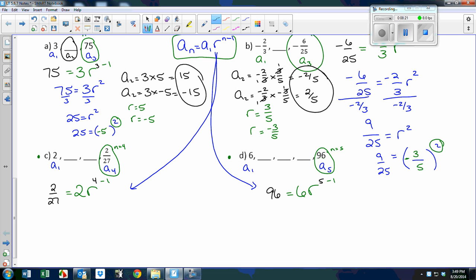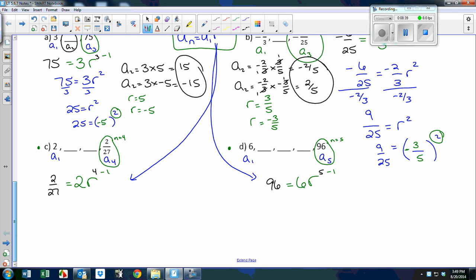So you can kind of compare the two and see that, okay, we're putting the first term where it goes, and then we're putting the fourth or fifth or whatever term where it goes on the left side, and putting the 4 or 5 or 6, the n value, in the exponent that goes with it. All right, so for both of these, you let algebra take over to solve.